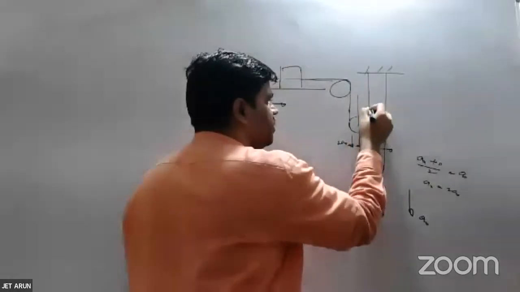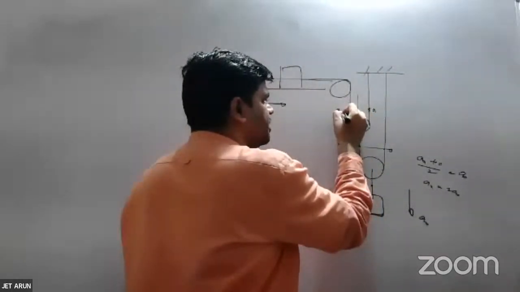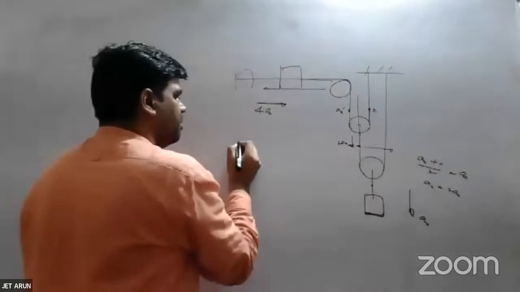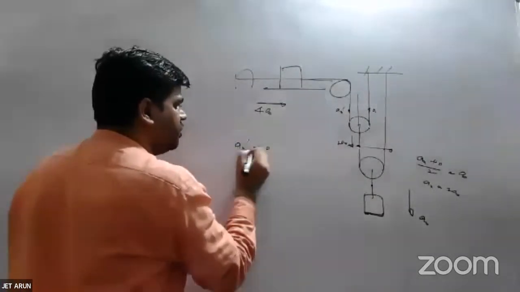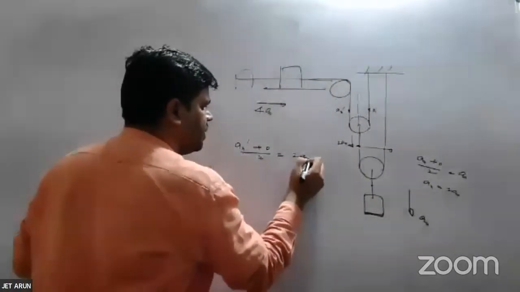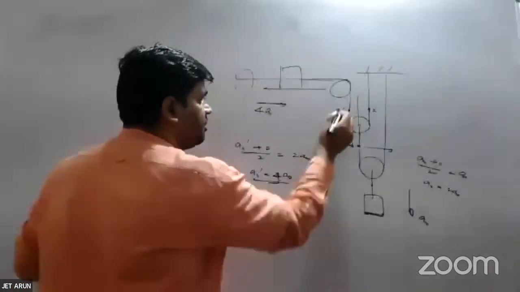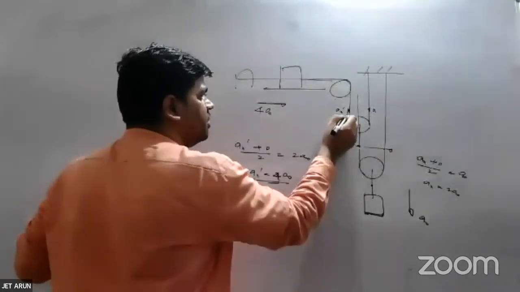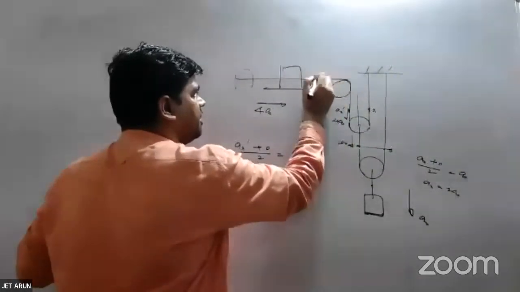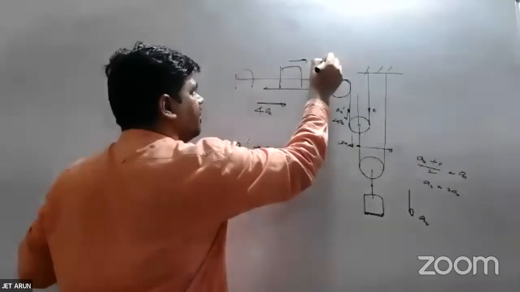If this point has an acceleration of 2a naught, and this is 0, this is ax prime. Ax prime plus 0 by 2 is equal to 2a naught. So ax prime is equal to 4a naught. That means this point has an acceleration of 4a naught. This point and this point are connected together with the same string, so this will have an acceleration of 4a naught.